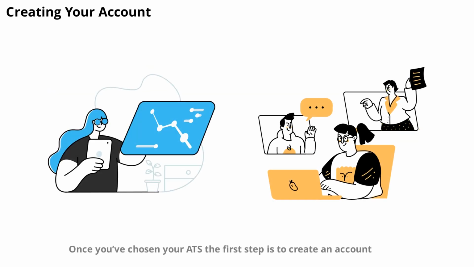Once you've chosen your ATS, the first step is to create an account. Most ATS platforms will guide you through a simple registration process. You'll typically need to provide your name, email, and organization details. Some systems may ask about your team size or project type to tailor the setup. After registering, you'll receive a confirmation email. Just follow the link to activate your account. With your account set up, you can now access the dashboard and start customizing your ATS for project planning.